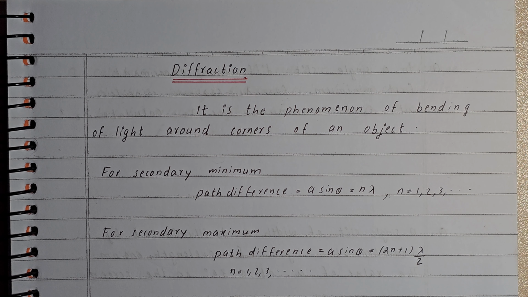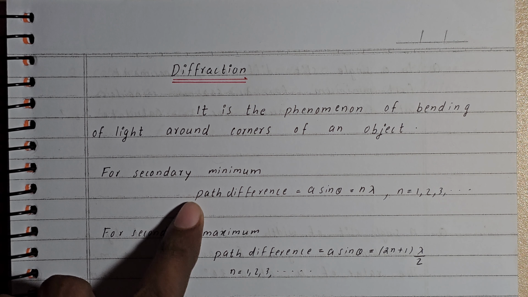Today's topic, diffraction. It is the phenomenon of bending of light around corners of an object. So, light bends around the corners of an object. As a result, certain diffraction patterns are produced. The patterns are certain maxima and minima.